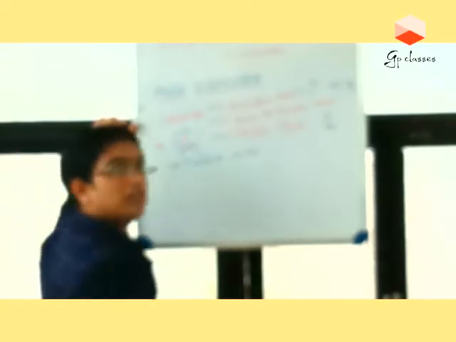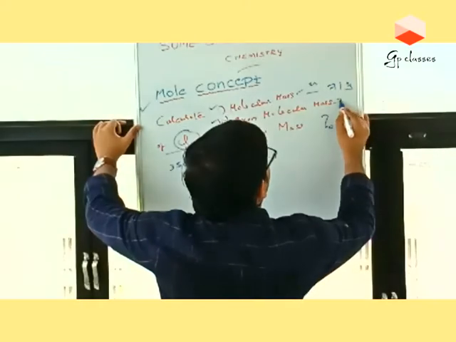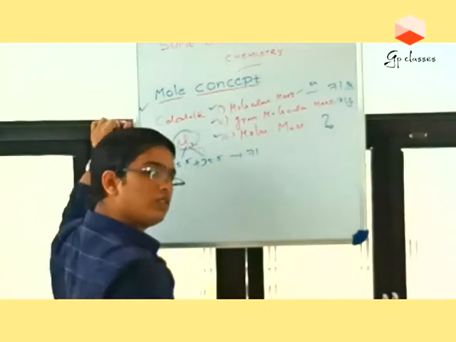The second question was gram molecular mass. I already said how to convert into gram molecular mass in the previous lecture. You can simply change the unit. So you can write it as 71 grams. Right?